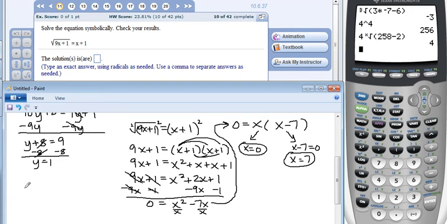So let's put in the 0. If I put a 0 in right here, I get 9 times 0, which is 0. 0 plus 1 is 1. Square root of 1 is 1. So I have 1 on this side. If I put a 0 in here, I have 1. So 1 equals 1. So this one works. So let's try 7. 9 times 7 is 63, plus 1 is 64. The square root of 64 is 8. So this side's 8. Put the 7 here, 7 plus 1 is 8. So they both work.